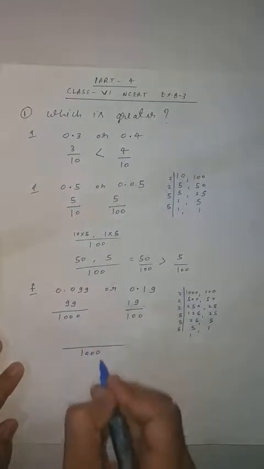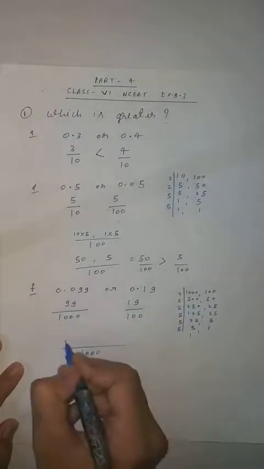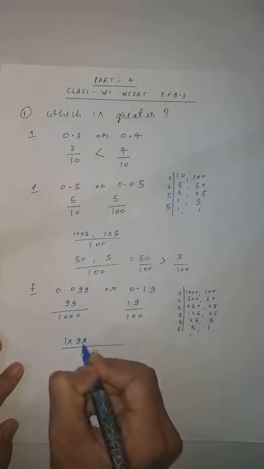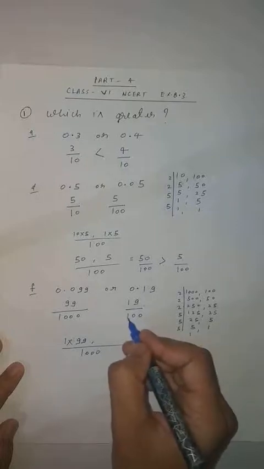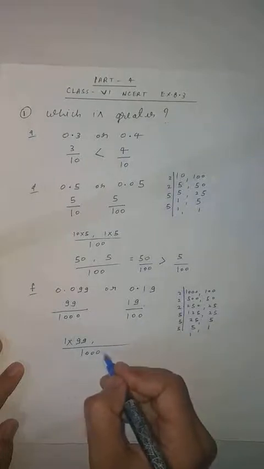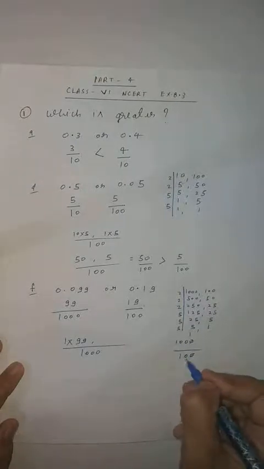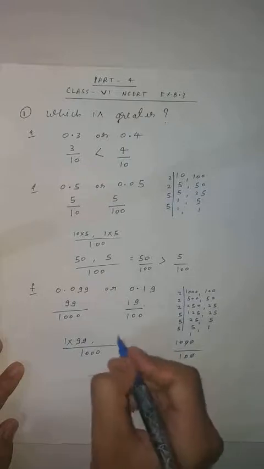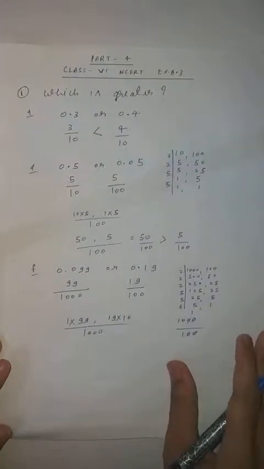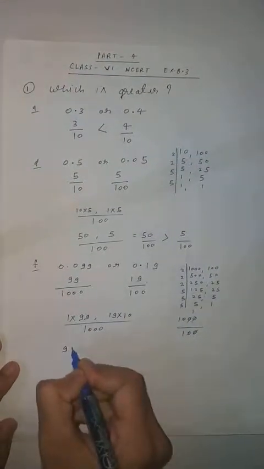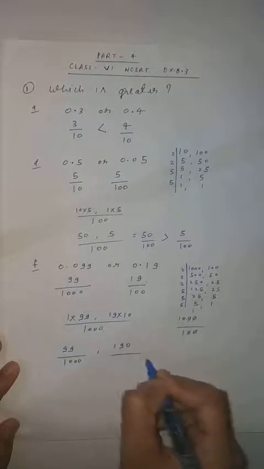Again you have to divide 1000 by 1000. When you divide both, it will come 1. So 1 multiplied by the numerator 99. Then you will divide 1000 by 100. So 100 is given and 1000 is given. When you divide 1000 by 100, 10 will come. So you will multiply 10 by the numerator. Clear student? Now this will become 99 upon 1000 and this will become 190 upon 1000.